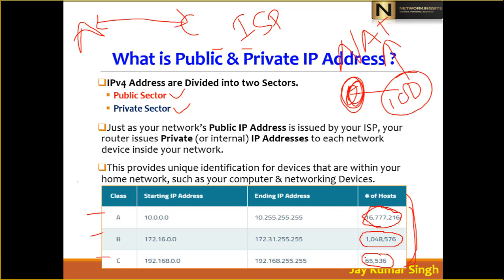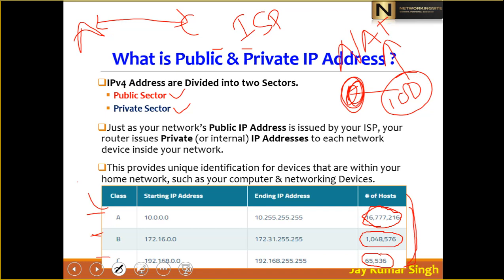Most companies choose private IP according to their requirement. If they need like 256, or maybe like 500, they use subnetting. But if they need 1 million IP addresses, they will directly go for class B. If they need 16 million IP addresses, they will go for class A. But if they need fewer, like your organization, they don't need many IP addresses, so they can go for class C.